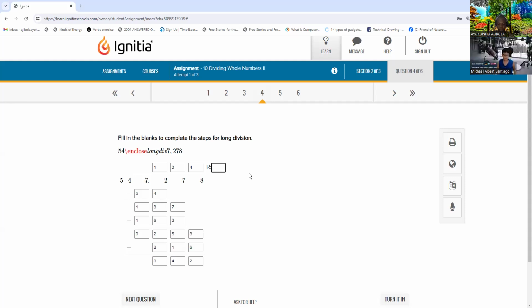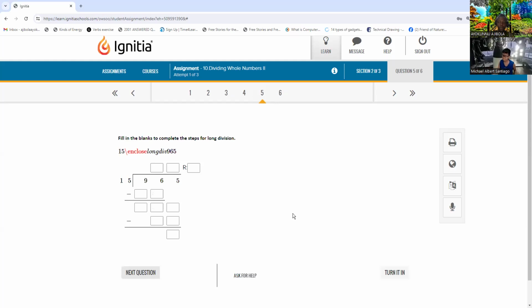What's the remainder? 42. 42, that's correct. So we'll go to the second to the last question on that aspect. 15 cannot go in 9, but 15 can go in 96, six times. So 15 in 96, that is 6 times.